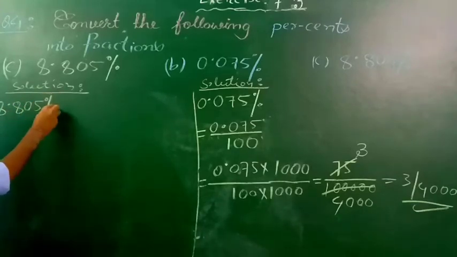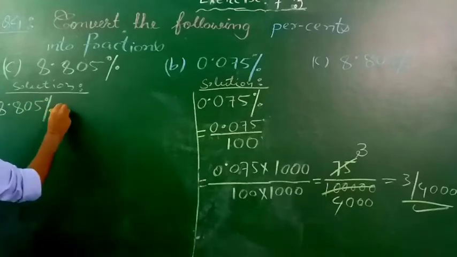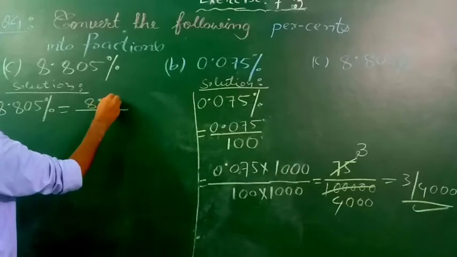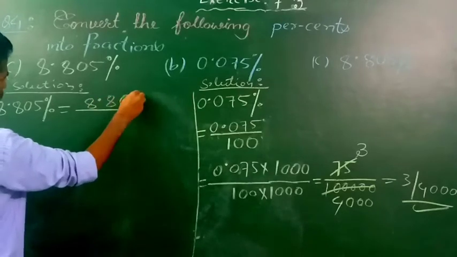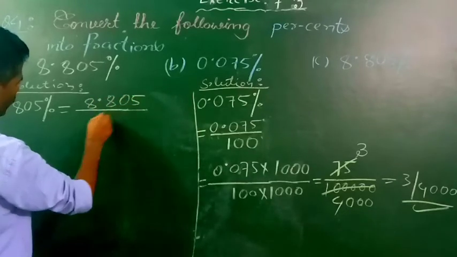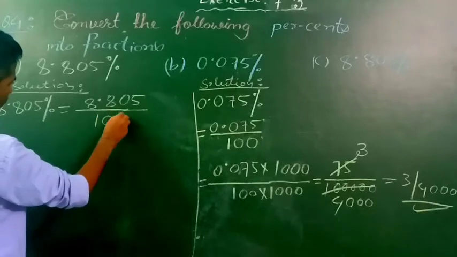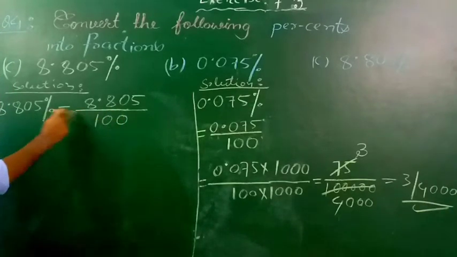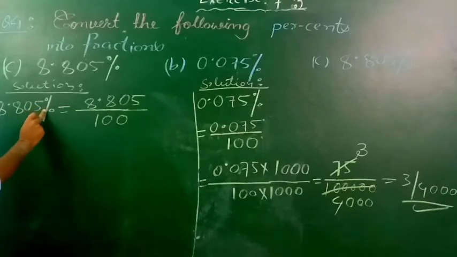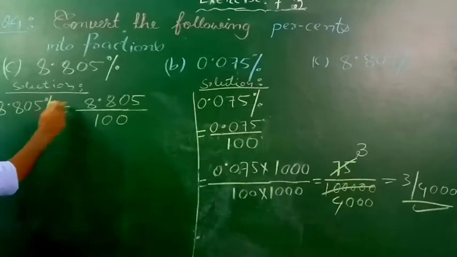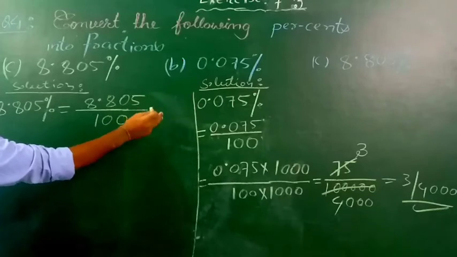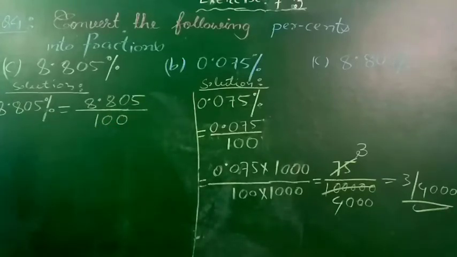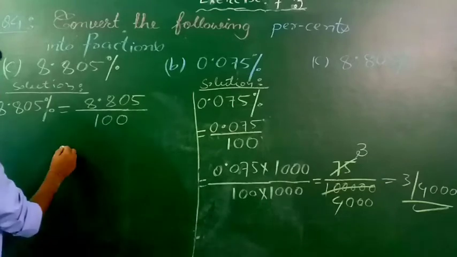Percent equal, what we got, 8.805 out of 100. From where we've got this 100? Because here percent is there. We have not written percent here; instead of percent, we have written 100. Getting me? Okay, now in the following step we see.